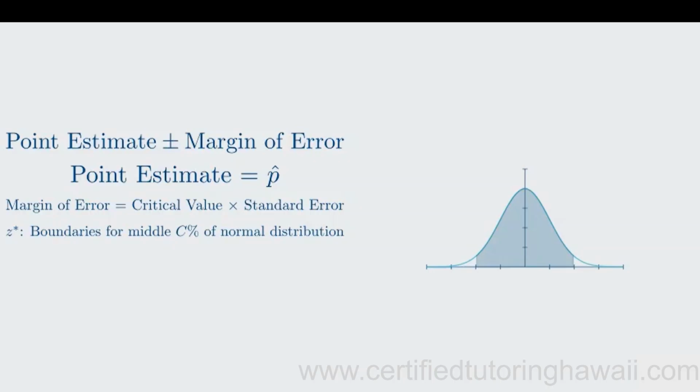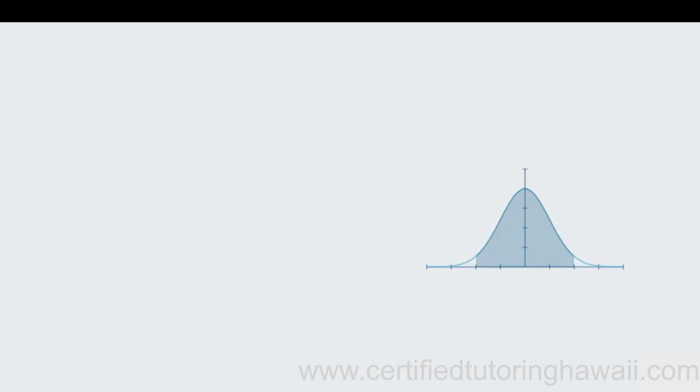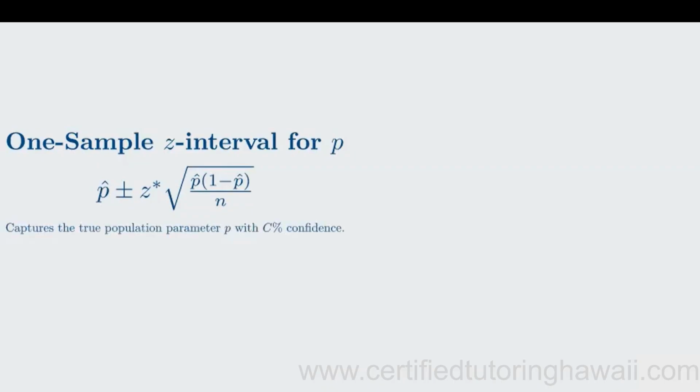It represents how many standard deviations away from the mean we need to go to capture that middle percentage of the normal distribution. The standard error, or SE, of p hat is our estimate of the standard deviation of the sampling distribution. Since we don't know the true population proportion p, we use p hat to calculate it. Putting it all together, the full formula for a one-sample z-interval is p hat plus or minus z star times the square root of p hat times 1 minus p hat divided by n. This formula gives us the range of values that we are C% confident contains the true population proportion.